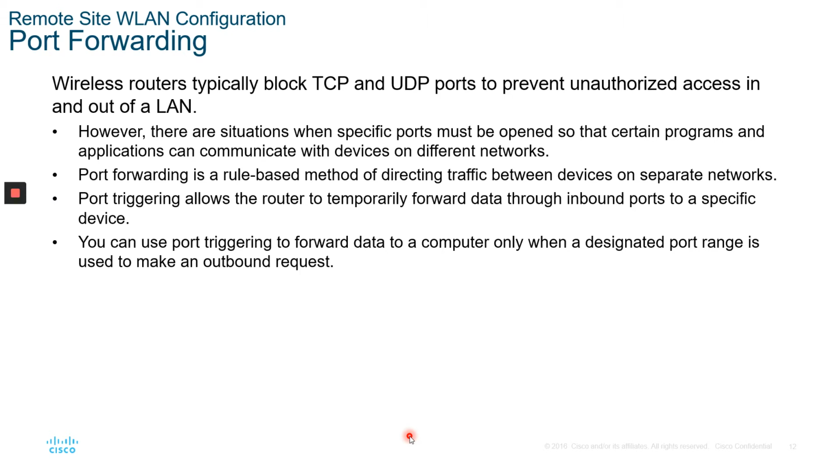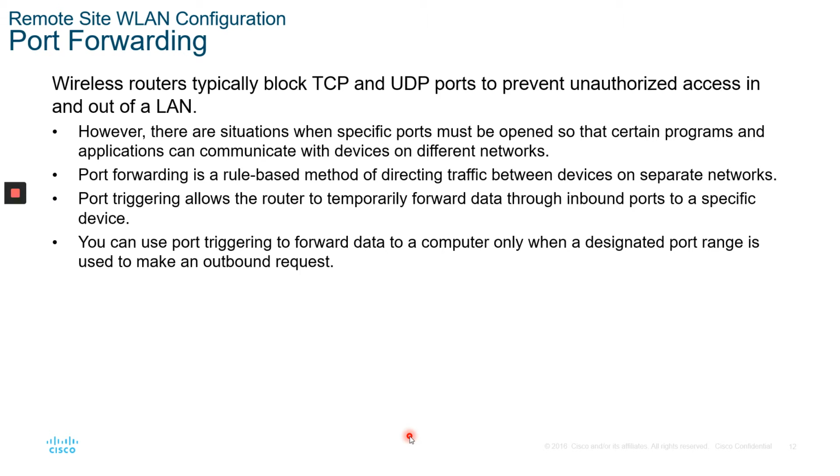Another one is port triggering, which allows the router to temporarily forward data through an inbound port to a specific device. And obviously, you can use port triggering to forward data to a computer only when the destination port range is used to make an outbound request.